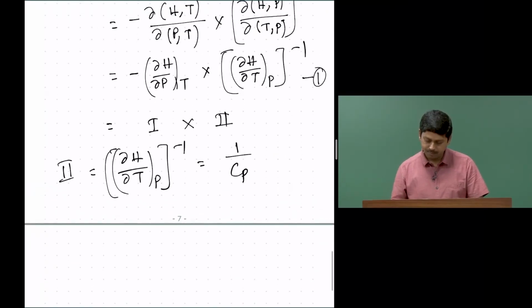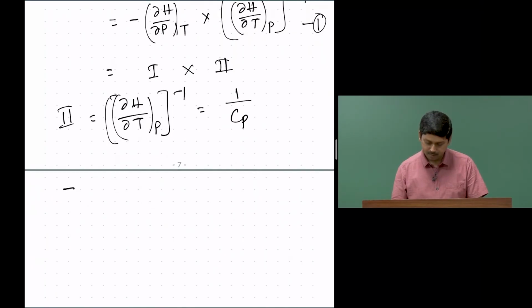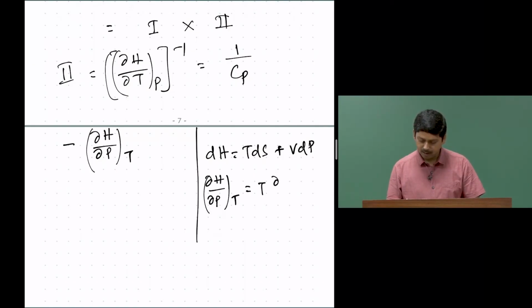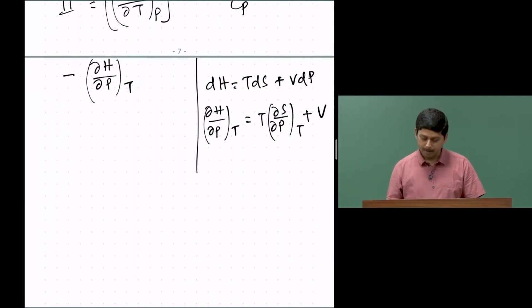Now, term 1 is minus del H by del P at constant T. For that, we need to write again d H as T d S plus V d P, and take the derivative with respect to P on both sides. So, del H by del P at a constant T is T del S by del P at a constant T plus V, because del P by del P will be 1.